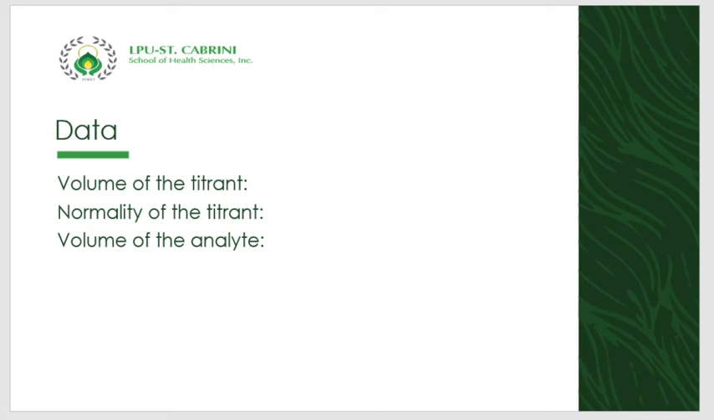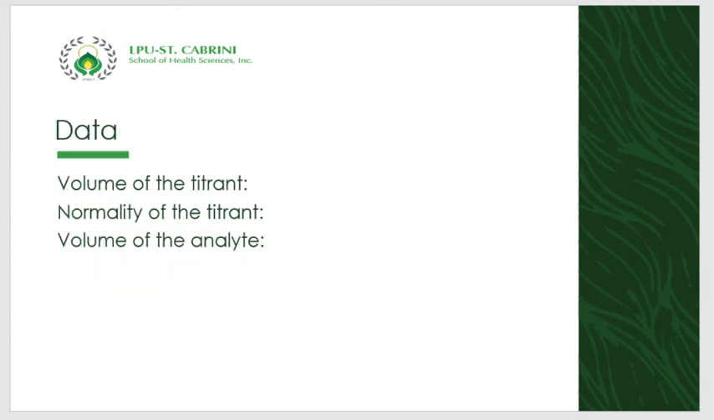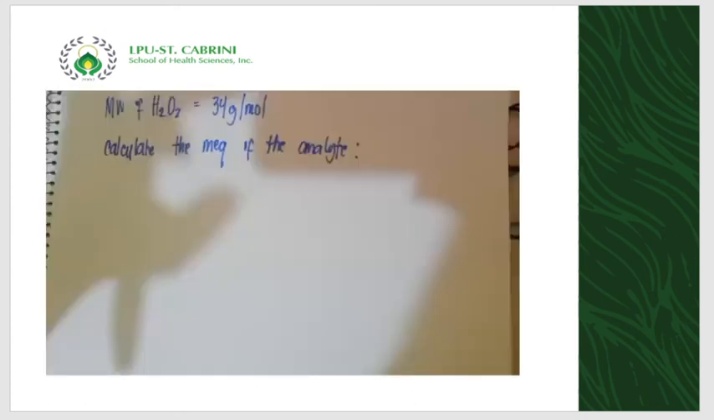So for example, the data na makuha natin, the volume of the titrant na na-consume natin is 36 ml. Then the normality of the titrant is 0.1 N. Ngayon, yung volume ng analyte na idinagdag natin kanina, I guess it's 2 ml. Okay? Now, we will be doing your calculation. The molecular weight of your hydrogen peroxide is 34 grams per mole. Now, we will be calculating the milliequivalent of the analyte.